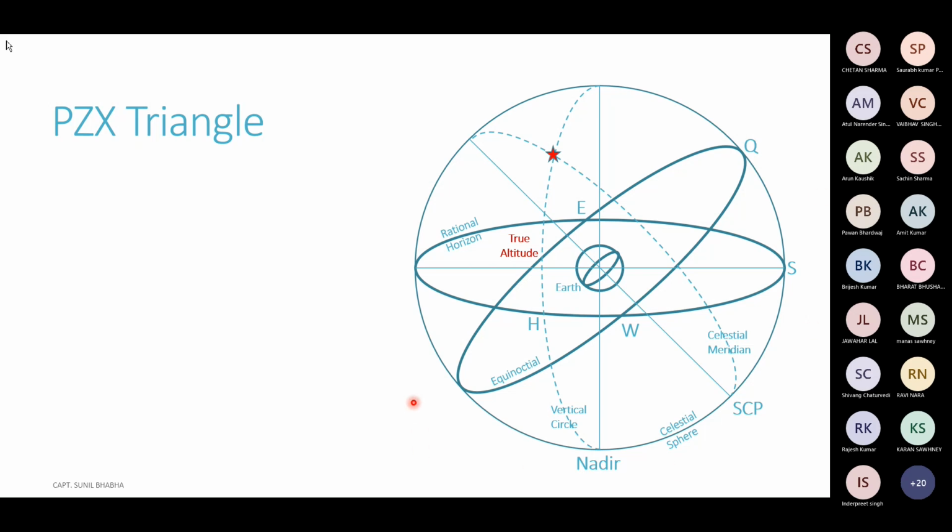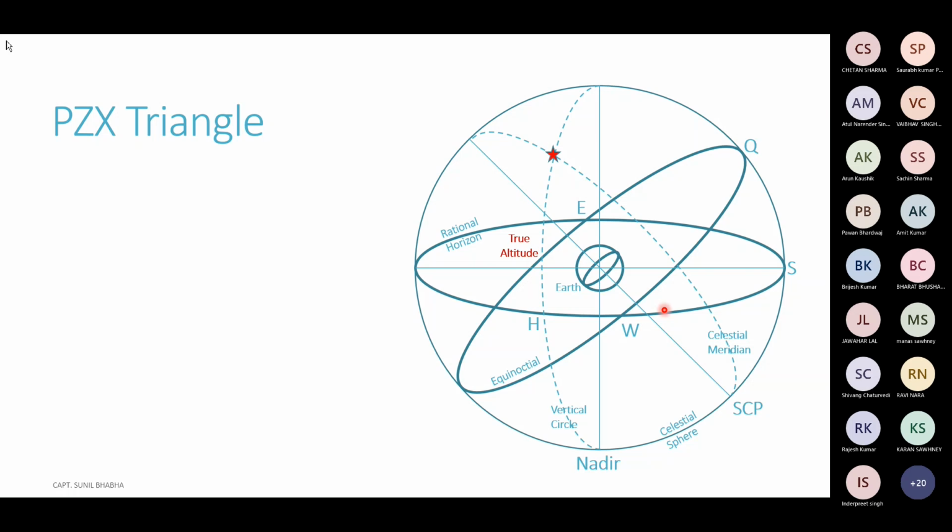We have discussed the equinoctial system. You see the equinoctial here. And you have both the poles. You can see the south celestial pole here. This is the north celestial pole. The semi-great circles joining them are the celestial meridians. You can see the celestial meridian represented here. Then you can see the rational horizon.